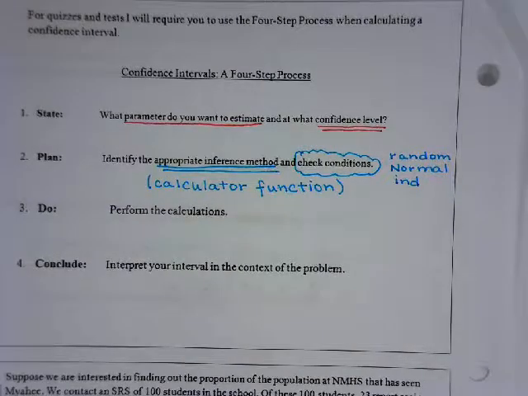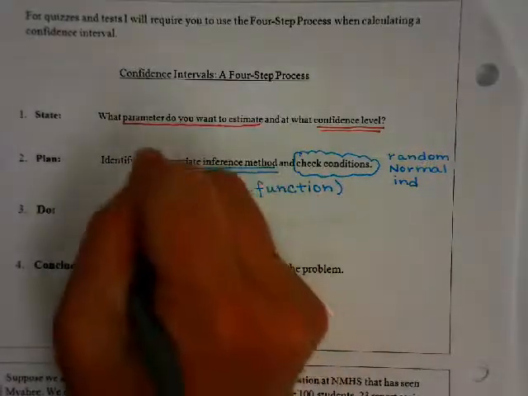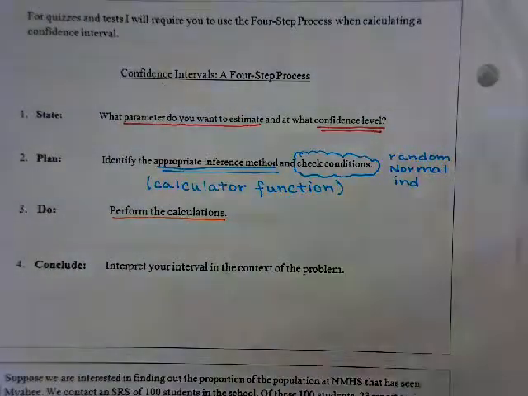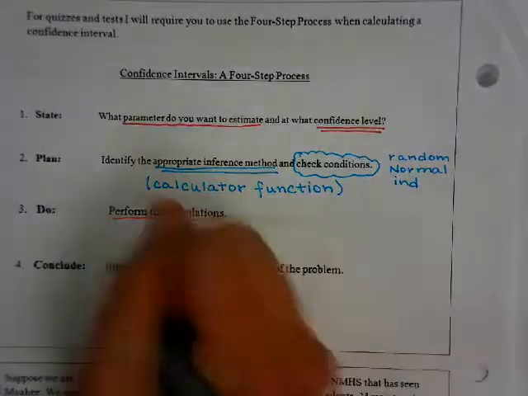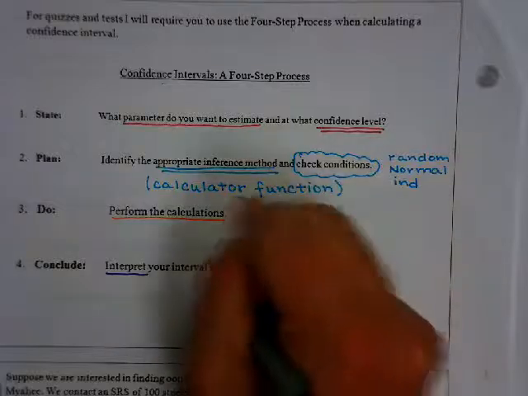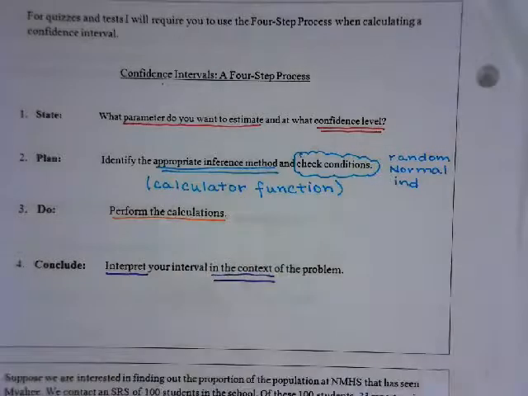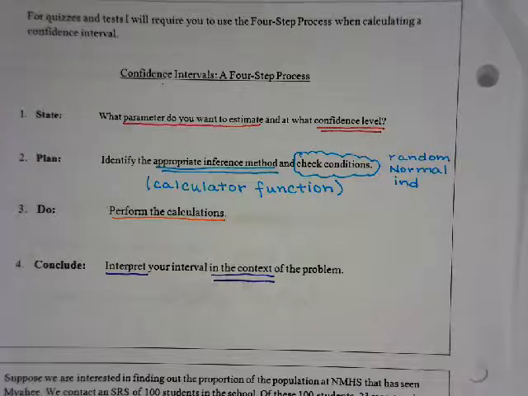Do, that's where you do the math. And then conclusion, you interpret it in context. What's the random, normal, independent? Those are our 3 conditions. All right, so we're going to look at our first one. Anybody need a calculator before we get too far into this?